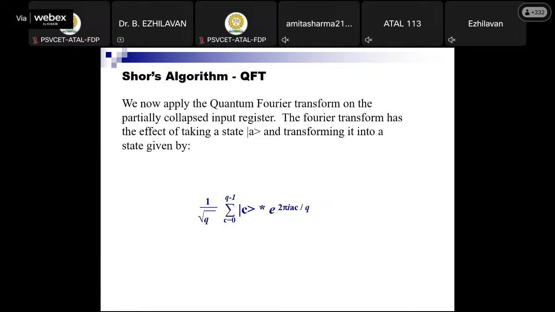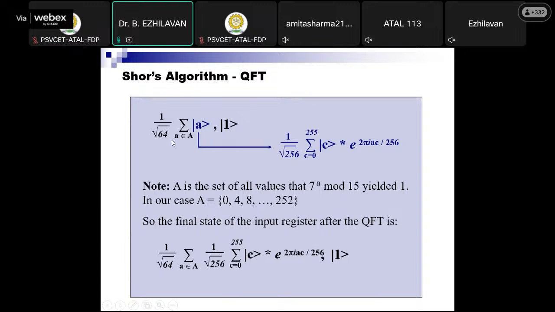This is the quantum Fourier transform equation. This is the equation we saw early. This is the input, this is the output. See here, 1 by square root of 64, sum over A belonging to A. Here it will be 1 by square root of 256, the sum over c equal to 0 to 255 of the collapsed state, multiplied by e power 2 pi iac slash 256.